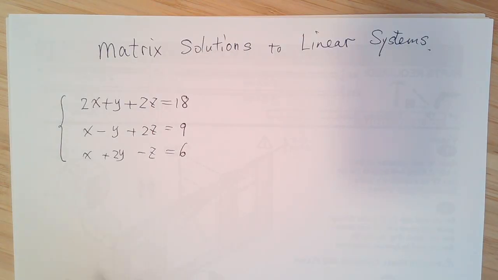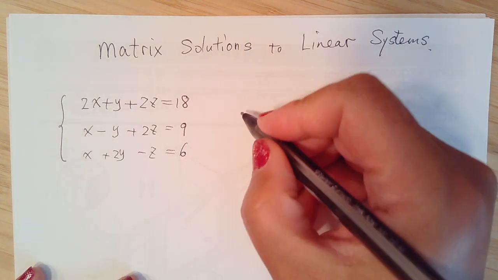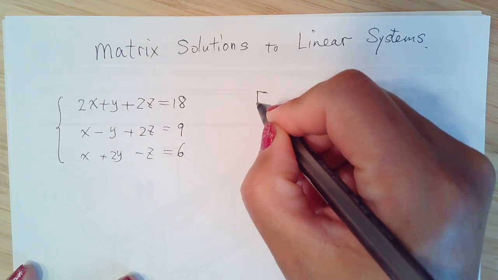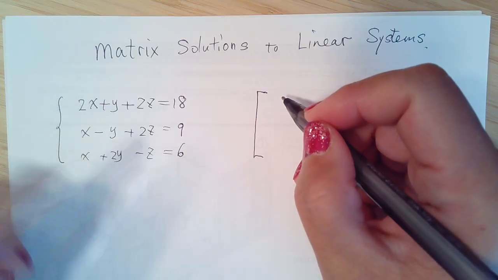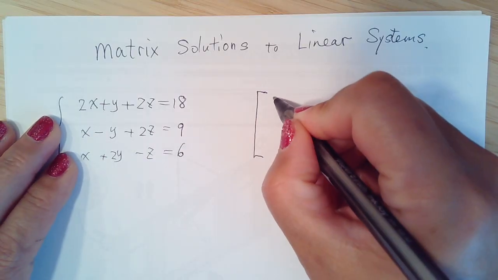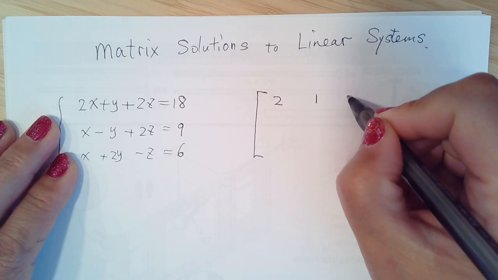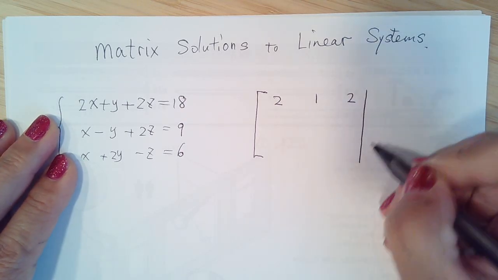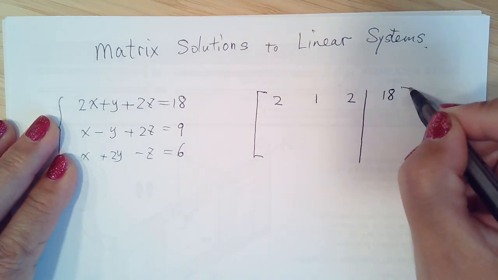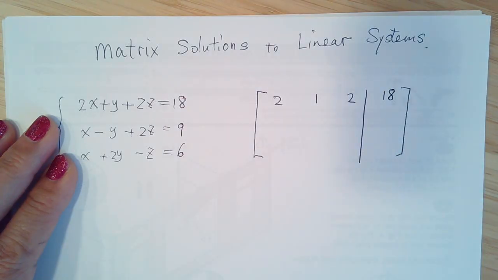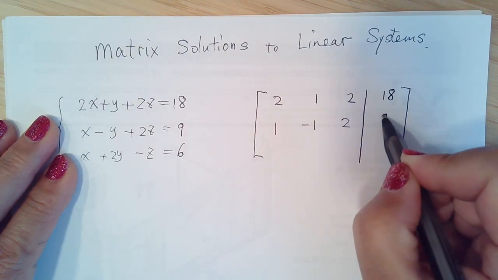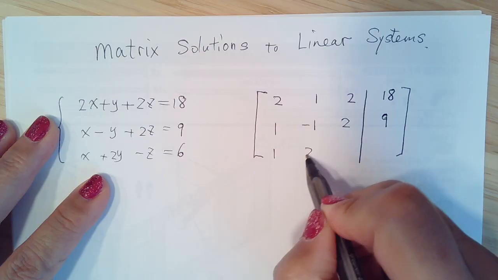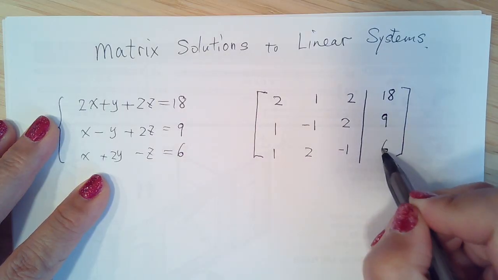We are going to use matrix. So let me see. The first one, I'm going to write this in matrix form. So instead of having all those x, y, z, this is for lazy people, I think. So I'm going to put 2 and a 1 and a 2, and I put a vertical bar and put 18 on the right. Okay. So this is called an augmented matrix. I have 1, -1, and a 2, and a 9, and I have a 1, 2, -1, and a 6.